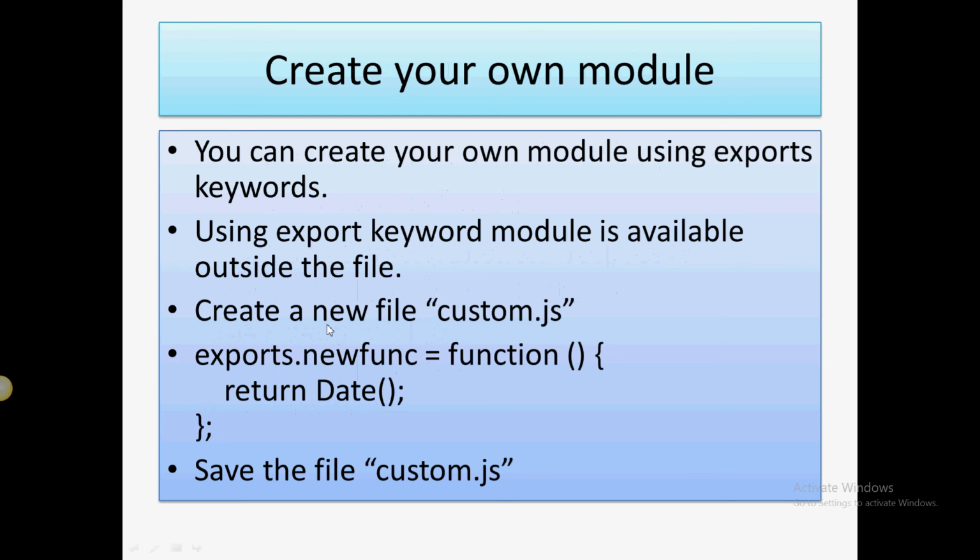One thing that we have discussed is how you can use an already created module in Node. Another thing is you can also create your own module. In order to create your own module, you use the exports keyword, and you can create a new file and put your function in that, like exports.newFunction. This is the name of the function, newFunction, and then you can put any logic in that. Save the file. Now this is a custom module that you have created.